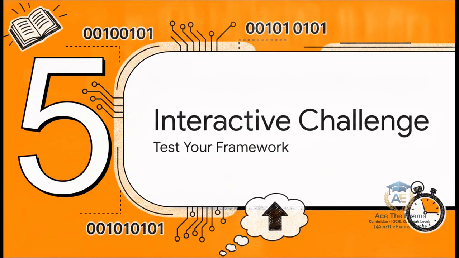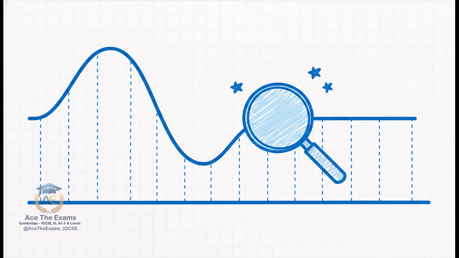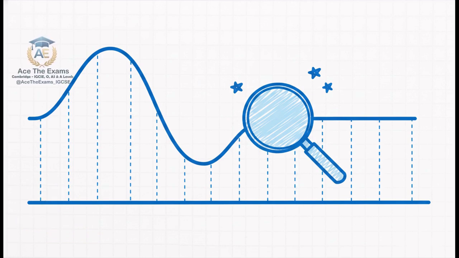Section 5, the Interactive Exam Challenge. Test your framework. Okay, now it's your turn. Let's actively apply what we've just learned to a slightly harder syllabus concept. In the 0478 syllabus, we learn all about how sound is stored. Recording software measures the amplitude of a sound wave at very specific moments in time. And each amplitude is a denary number that absolutely has to be converted into binary to be stored.